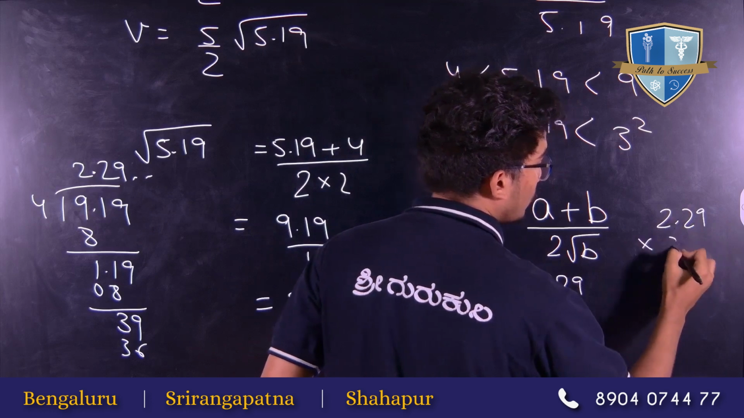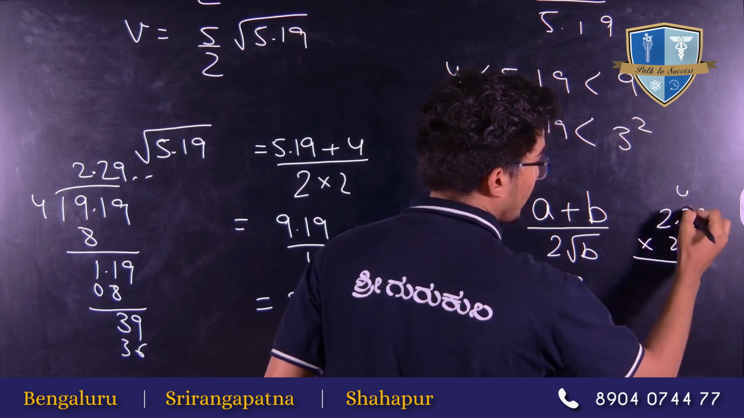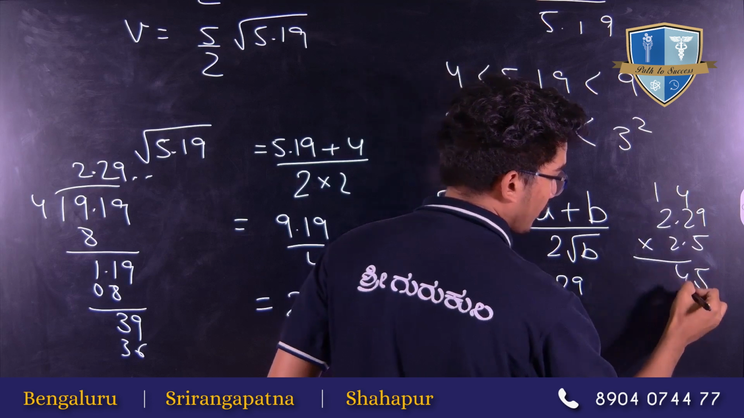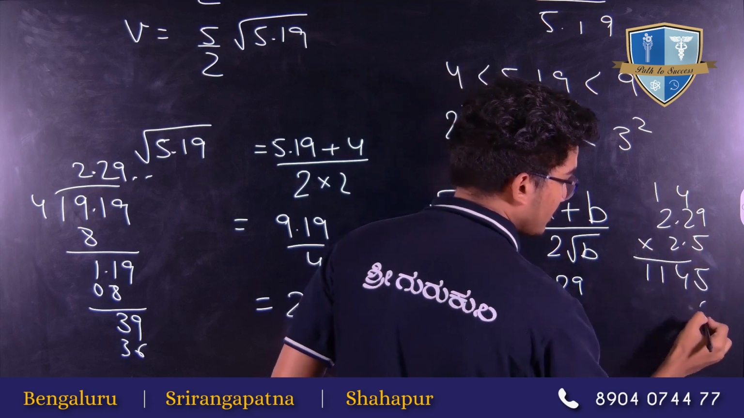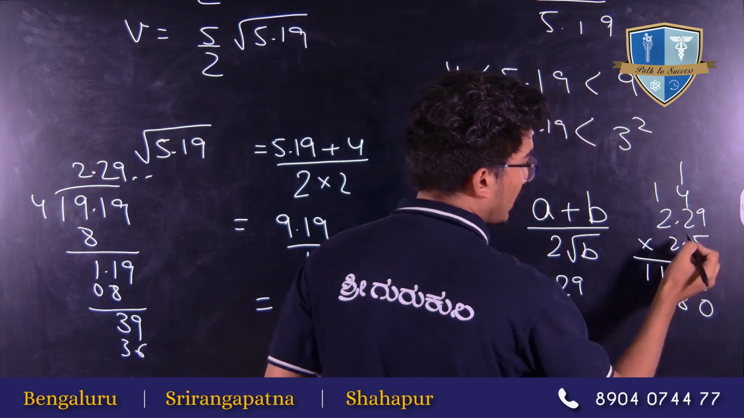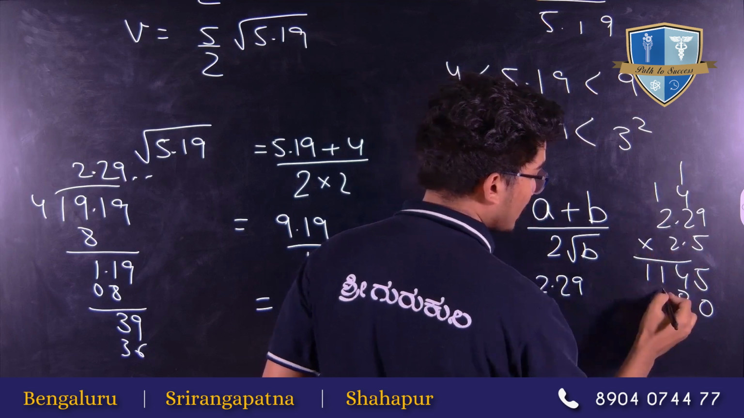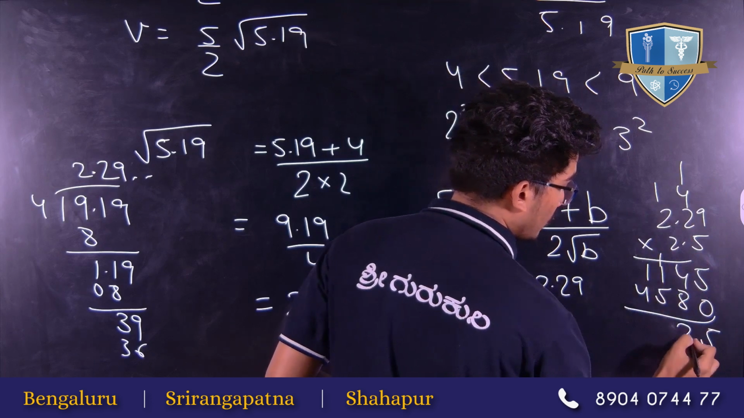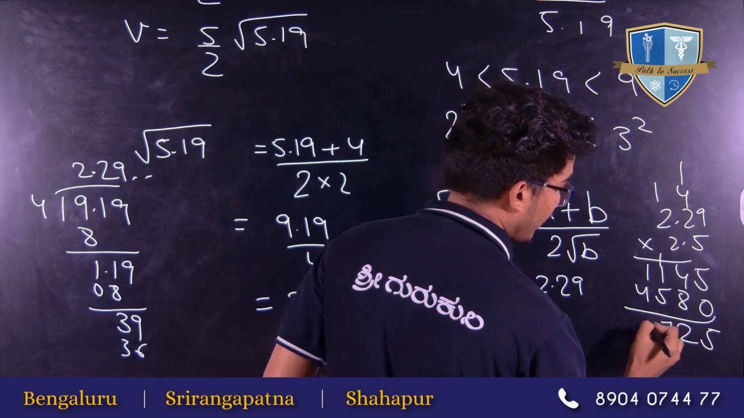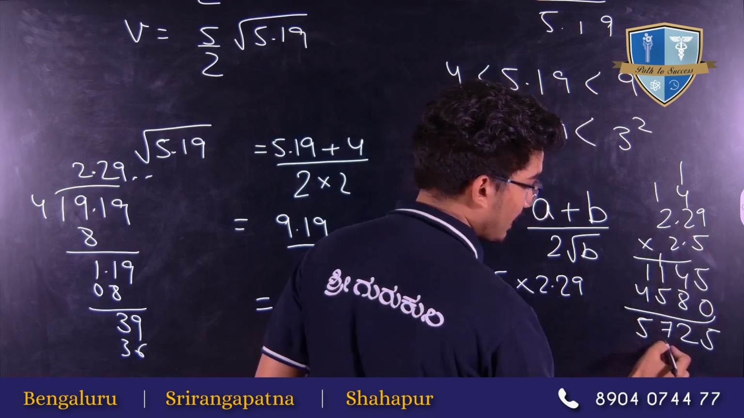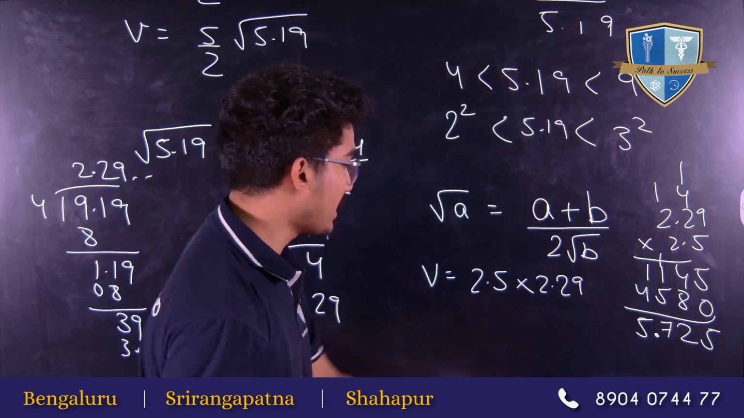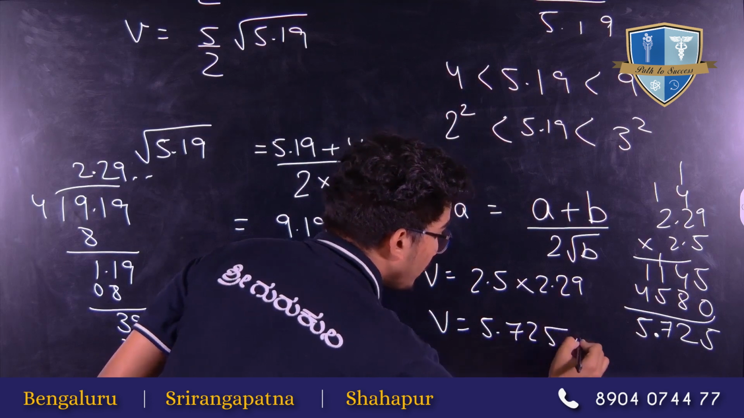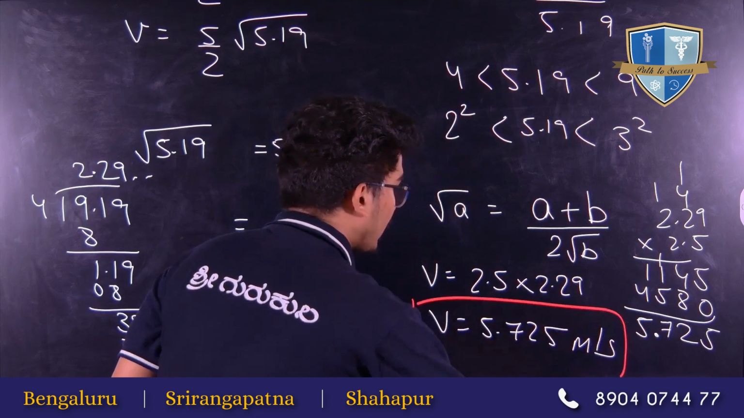2.29 multiply by 2.5. 9 5s are 45. 5 2s are 10 plus 4, 14. 5 2s are 10 plus 1, 11. 0. 2 9s are 18. 1, 2 2s are 4 plus 1, 5. 2 2s are 4. So this is 5, 12, 7 and 5, and 3 decimal points. So 3 decimal points, 5.725. So our final velocity should be 5.725 meters per second, and our correct answer is 5.7.